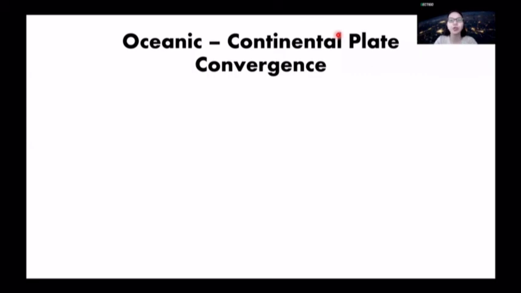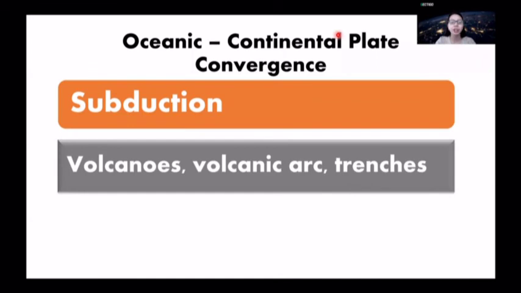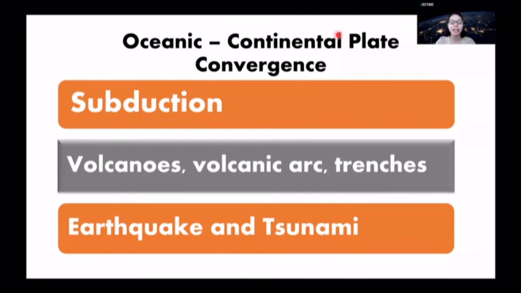From today's lesson, we learned that first, the subduction process will occur when the oceanic plate collides with the continental plate. Next, the geologic features that will be formed during this type of plate boundary are volcanoes, volcanic arc, and trenches. Lastly, earthquakes and tsunamis will occur when the oceanic plate collides with the continental plate.